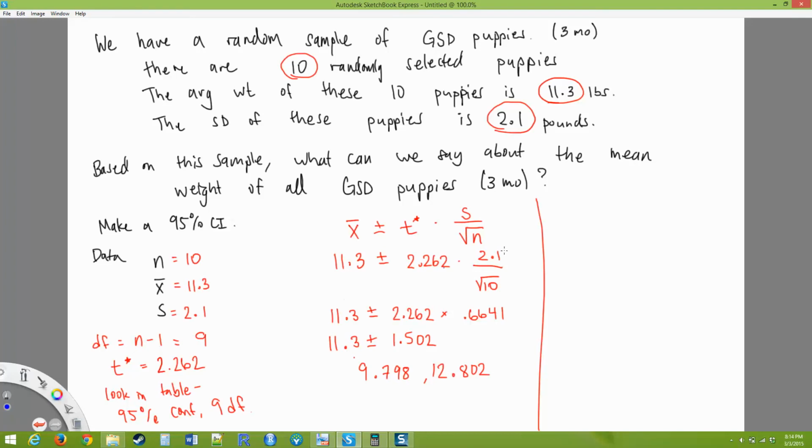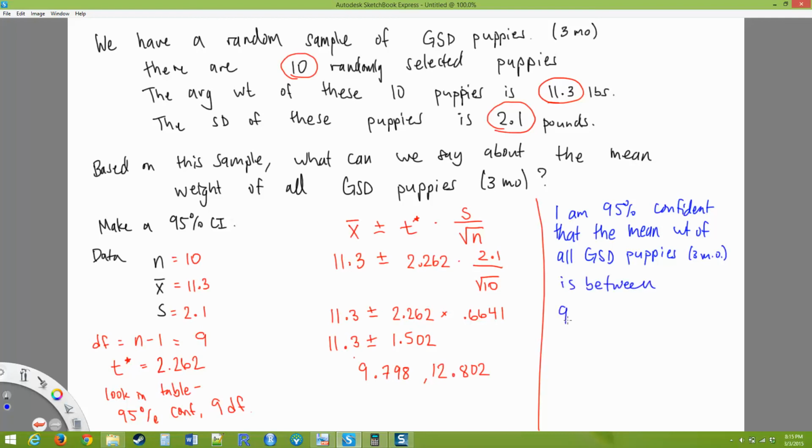So my interpretation, perhaps the most important part, is I would say I am 95% confident that the mean weight of all German Shepherd puppies is between 9.798 and 12.802 pounds.